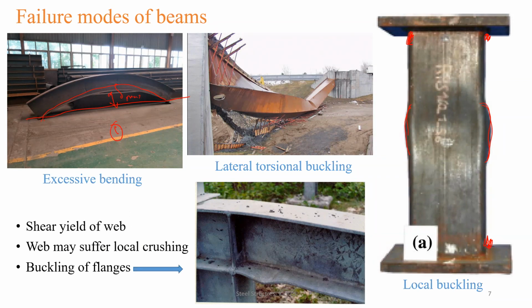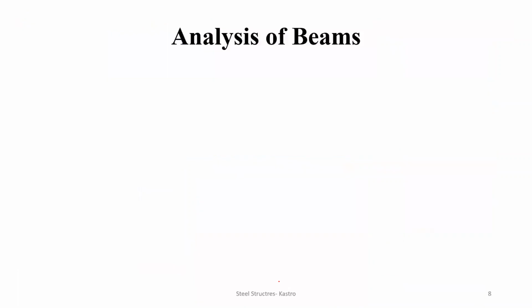Another local mode of the beam is buckling of flanges. Here you can see at a certain position the flange has got buckled, and then it is perfectly straight. Whereas on the top flange it is normal, quite good in condition. Only the bottom flange has got bent up to a certain distance, and this is called buckling of flanges. So these are the different failure modes of a beam.